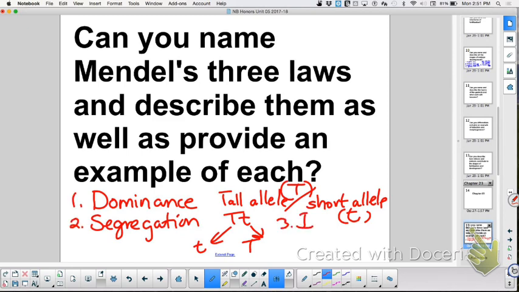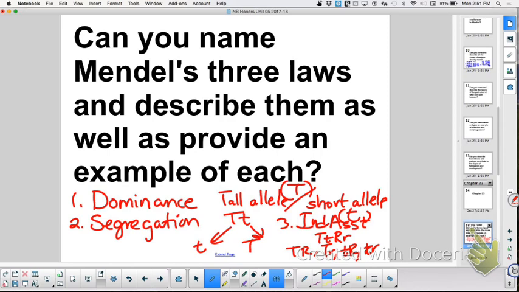Yes, independent assortment. And we already looked at where that might happen. What that means is if you have a big T, big R, you could get big T, big R, big T, little r, little t, big R, little t, little r, right? As long as they're on different chromosomes, they can assort however they want to during metaphase 1 of meiosis.